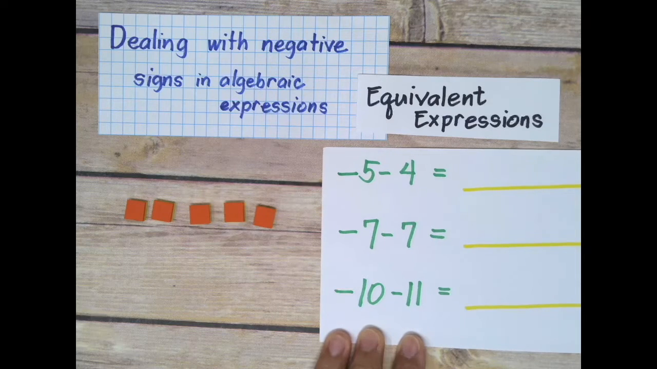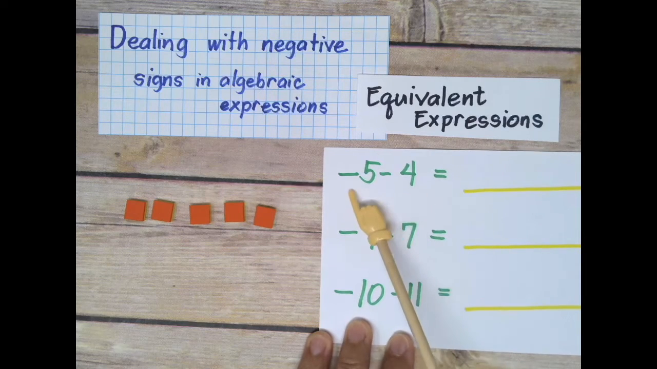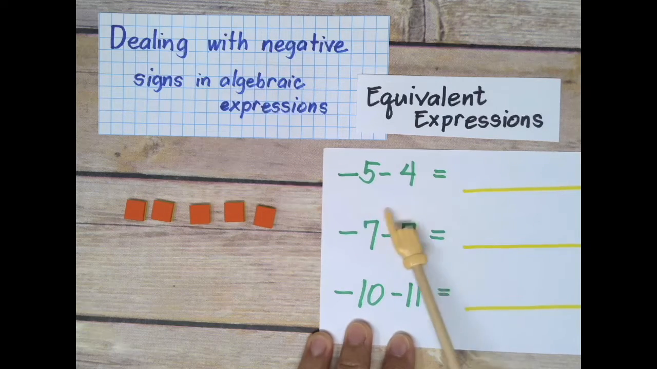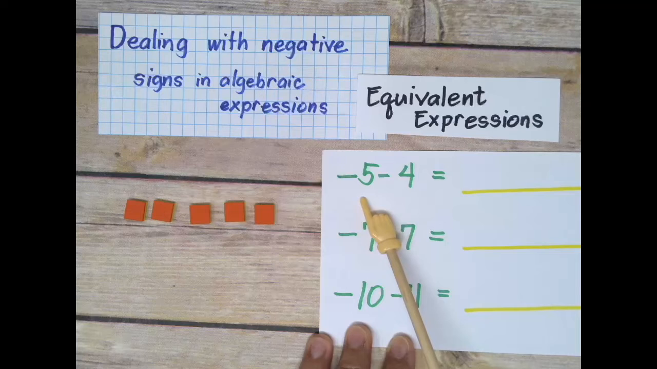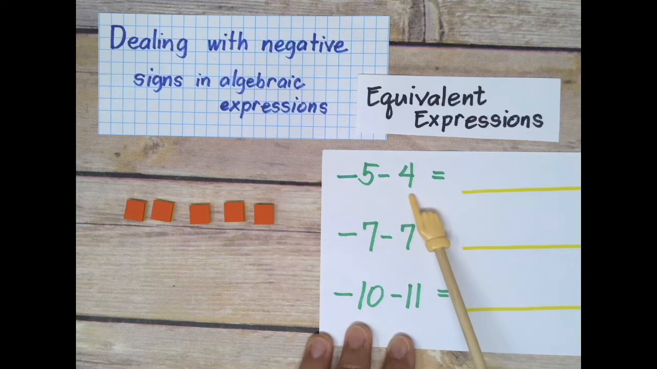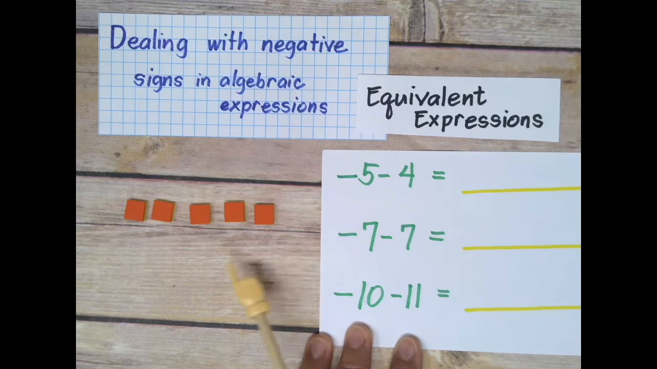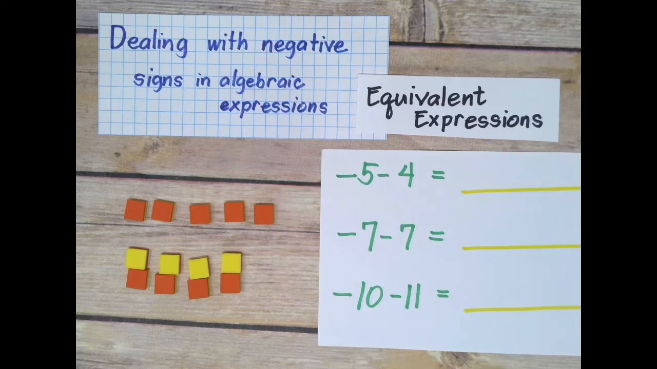The last set of numerical expressions involves subtracting a positive number from a negative number, like negative 5 minus 4. So using the algebra tiles, we have here 5 orange square tiles to represent negative 5. And because we want to take away 4, we do not have yellow tiles here. So we need to bring in zero pairs.